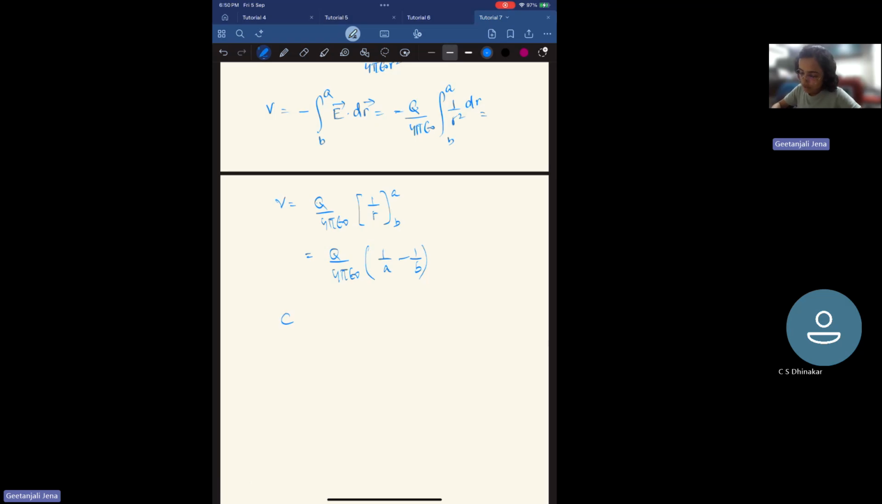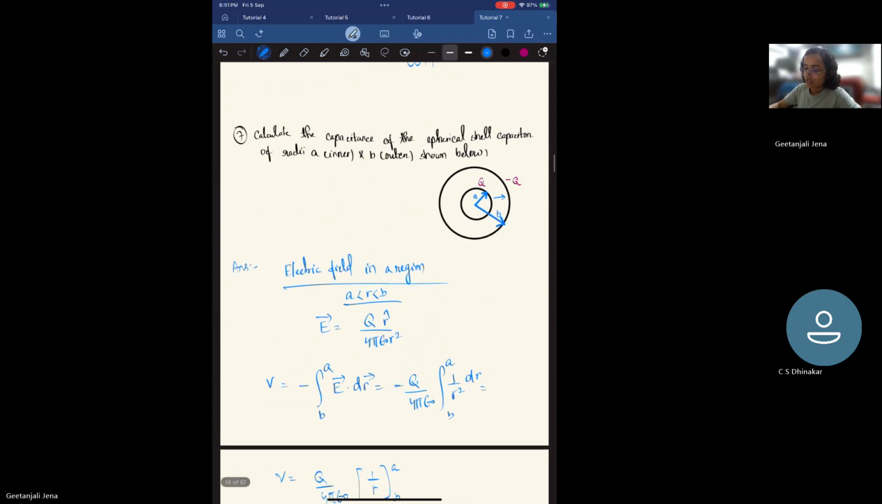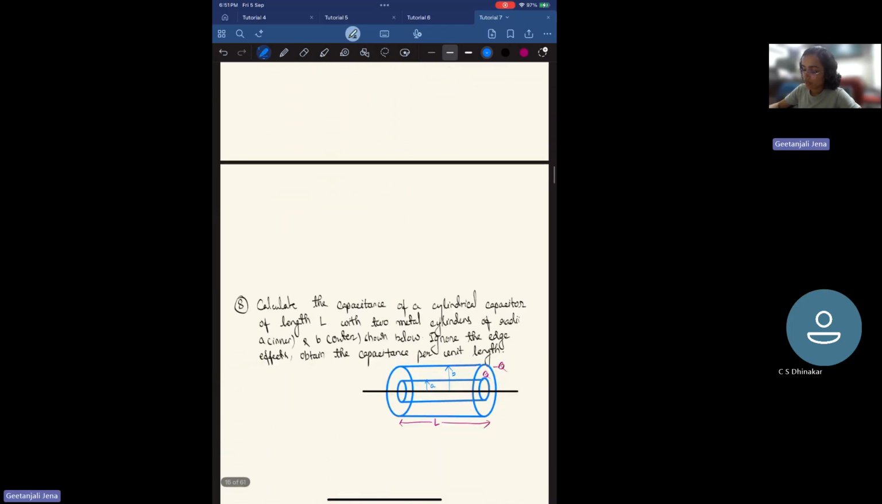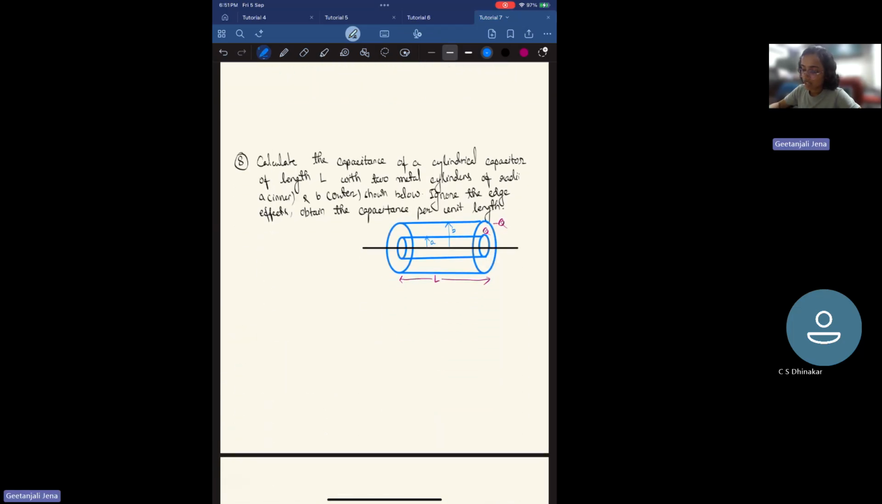Now to calculate the capacitance, this is nothing but Q by V. So Q divided by Q by 4 pi epsilon naught, 1 by A minus 1 by B. This will give AB over B minus A. So C will be 4 pi epsilon naught AB all divided by B minus A. Okay, good. I think you have already calculated. So let us move to our next problem. I think you can calculate this also.